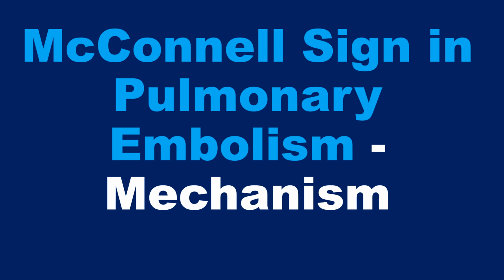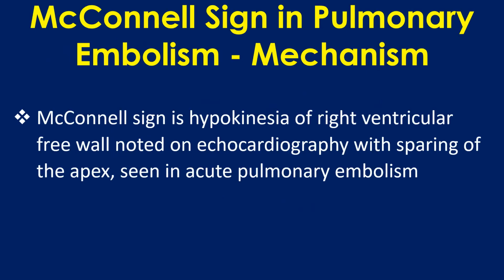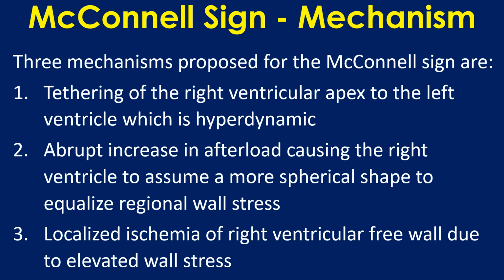Discussion on mechanism of McConnell sign in pulmonary embolism and reverse McConnell sign. McConnell sign is hypokinesia of right ventricular free wall noted on echocardiography with sparing of the apex seen in acute pulmonary embolism. Three mechanisms proposed for the McConnell sign are: 1. Tethering of the right ventricular apex to the left ventricle, which is hyperdynamic. 2. Abrupt increase in afterload causing the right ventricle to assume a more spherical shape to equalize regional wall stress. 3. Localized ischemia of the right ventricular free wall due to elevated wall stress.